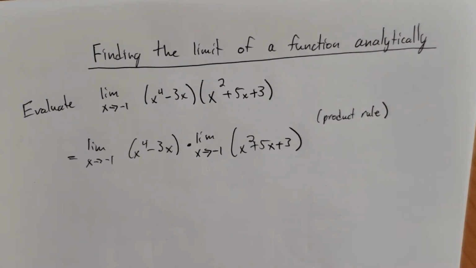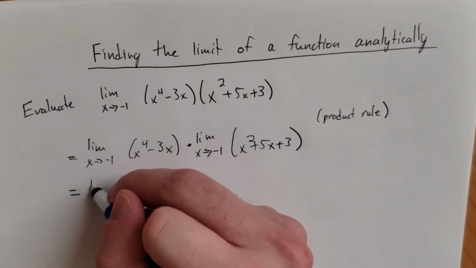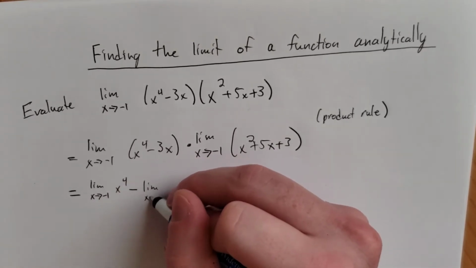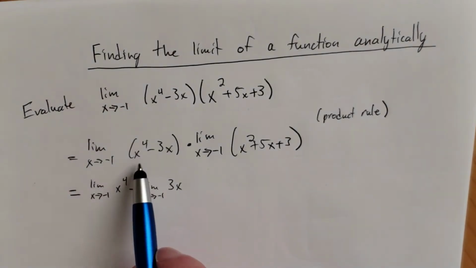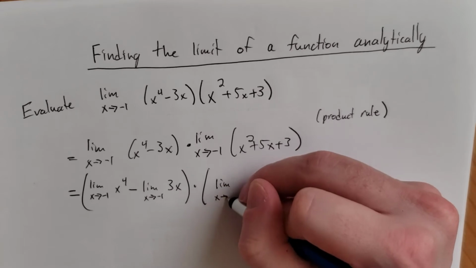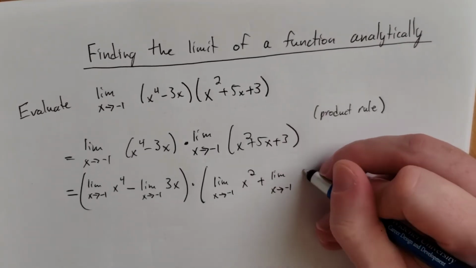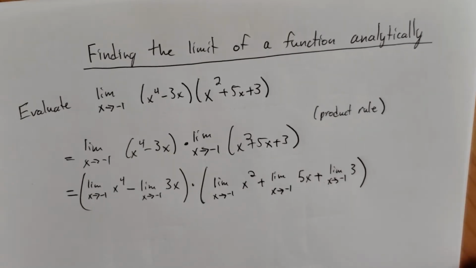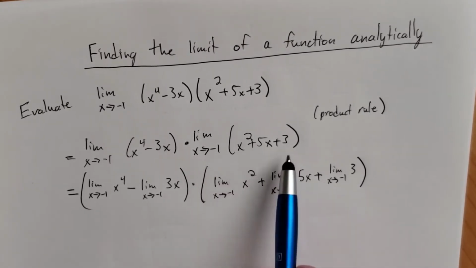Okay, let's continue on. This is equal to, and now we're going to do several rules. We can separate this into the limit as x approaches -1 of x^4 minus the limit as x approaches -1 of 3x. How did we get to this? We can split this up using our difference rule. And this is all times the limit as x approaches -1 of x^2 plus the limit as x approaches -1 of 5x plus the limit as x approaches -1 of 3. Okay, and again, what do we do here? Well, we just did our sum rule to distribute our limits across this sum.